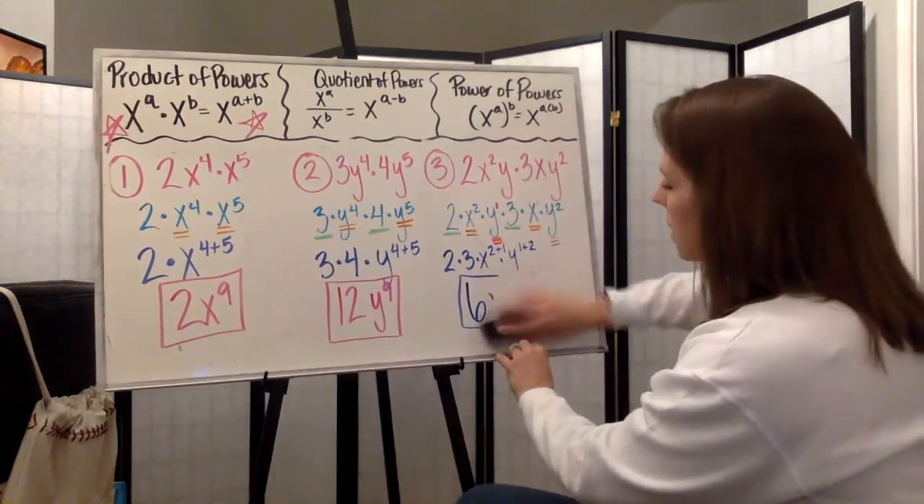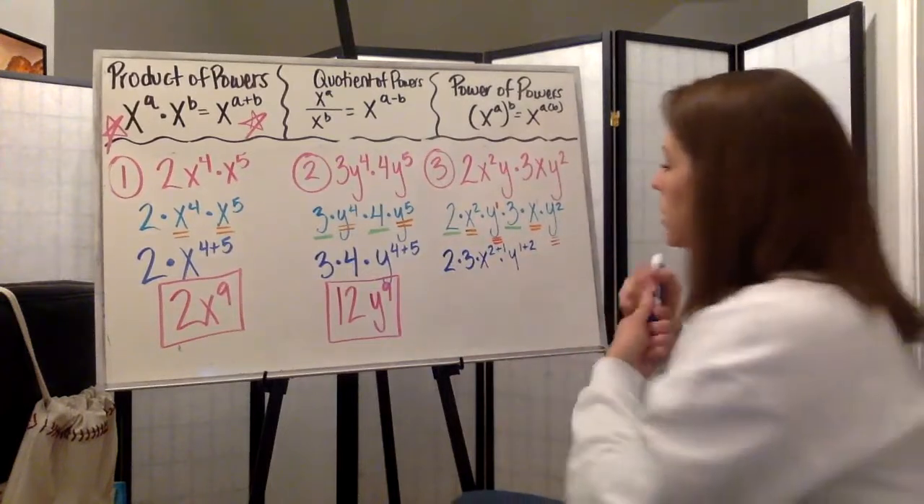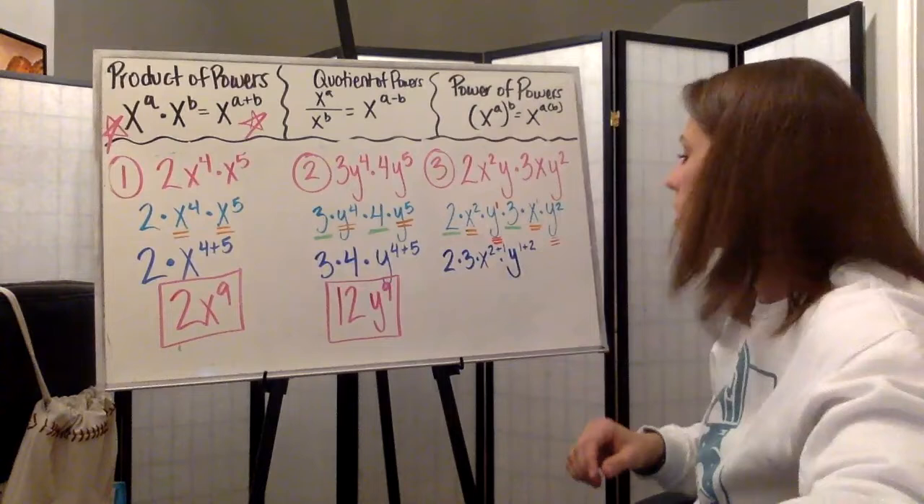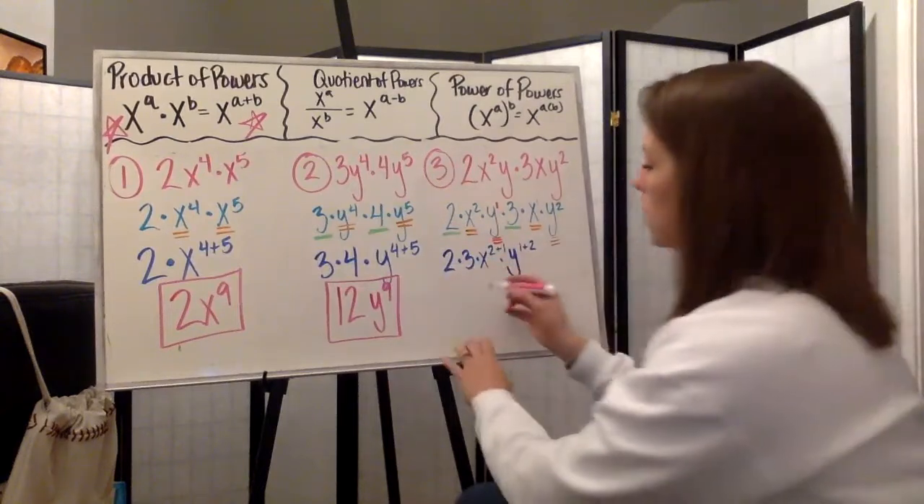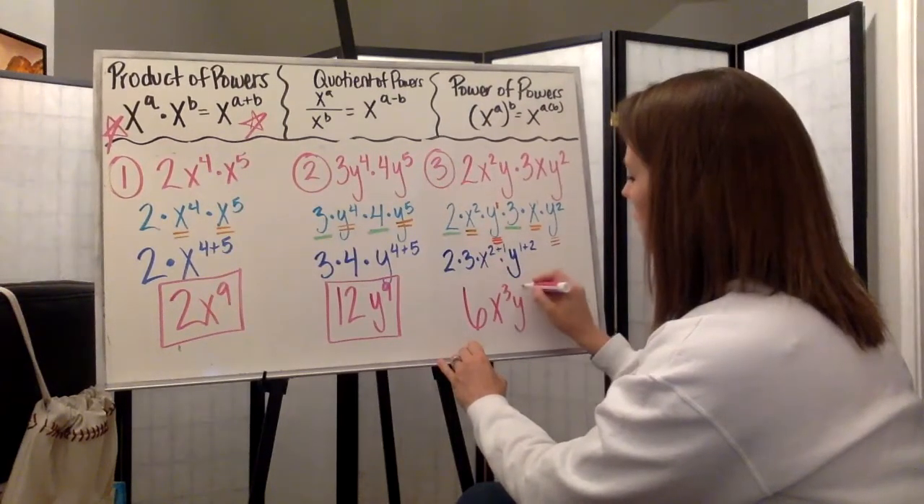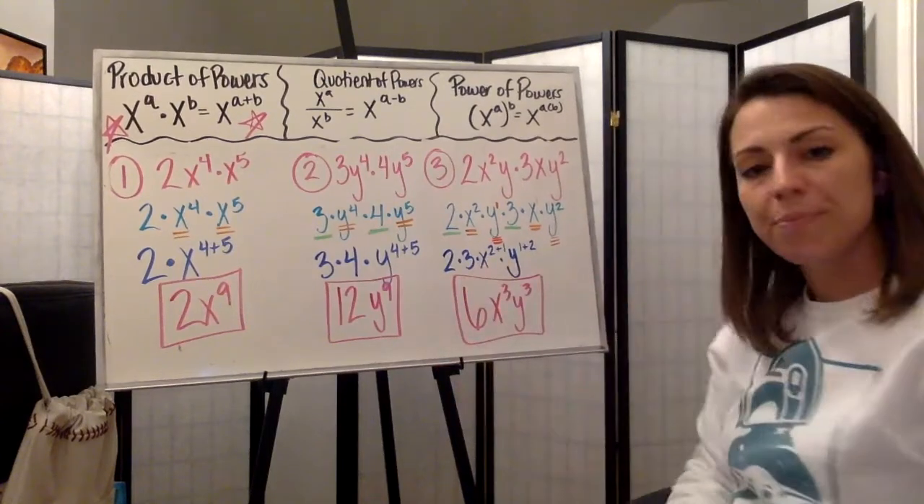I'm doing as much math as I can, and then my answer is a simplified product. So your answer should always have a coefficient when you're dealing with product of powers. It should have a coefficient, and then most of the time it'll have some type of power involved in it. There we go.